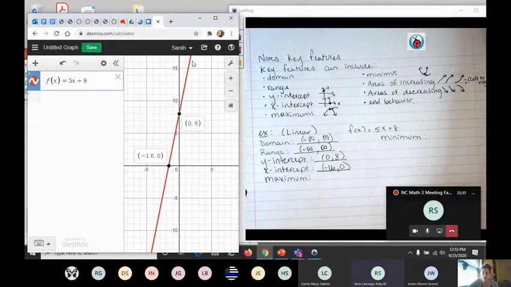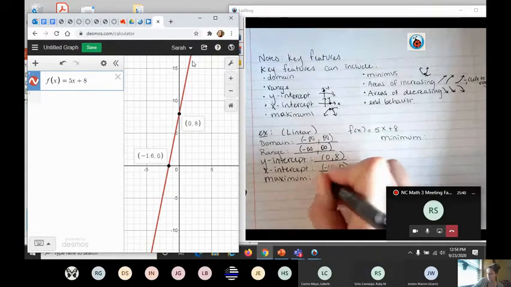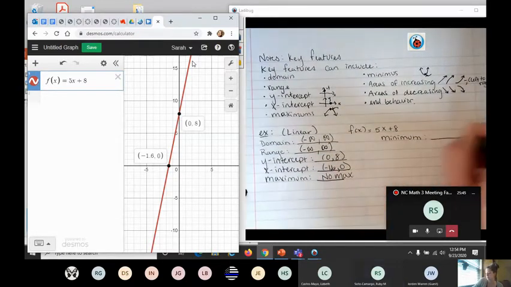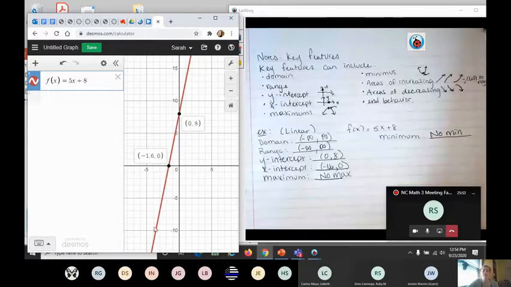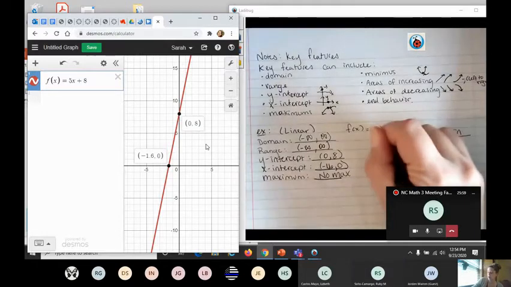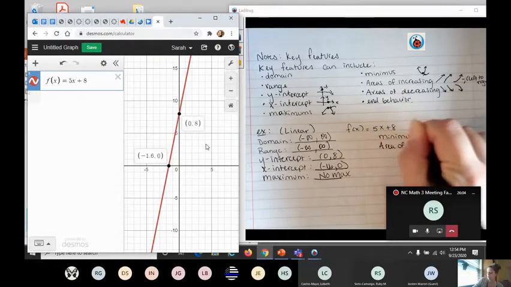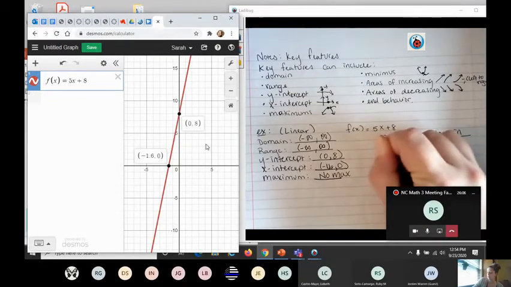I'm gonna say no. No, it never stops going up. So it should have no maximum. What about minimum? No. Right. Okay. It always goes up. It always goes down. There's no point that's like a max or a min. Okay. Good job. And then next we have area of increasing and area of decreasing.